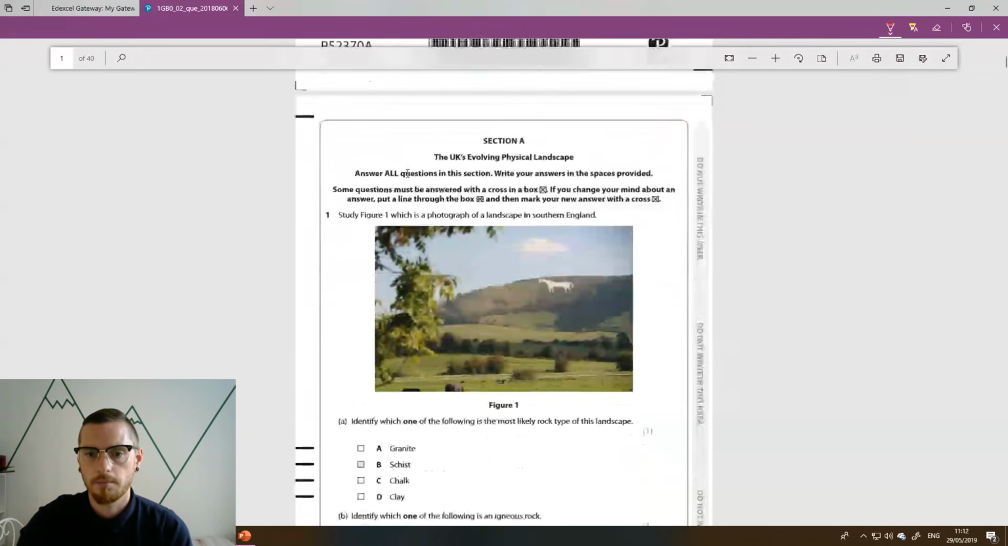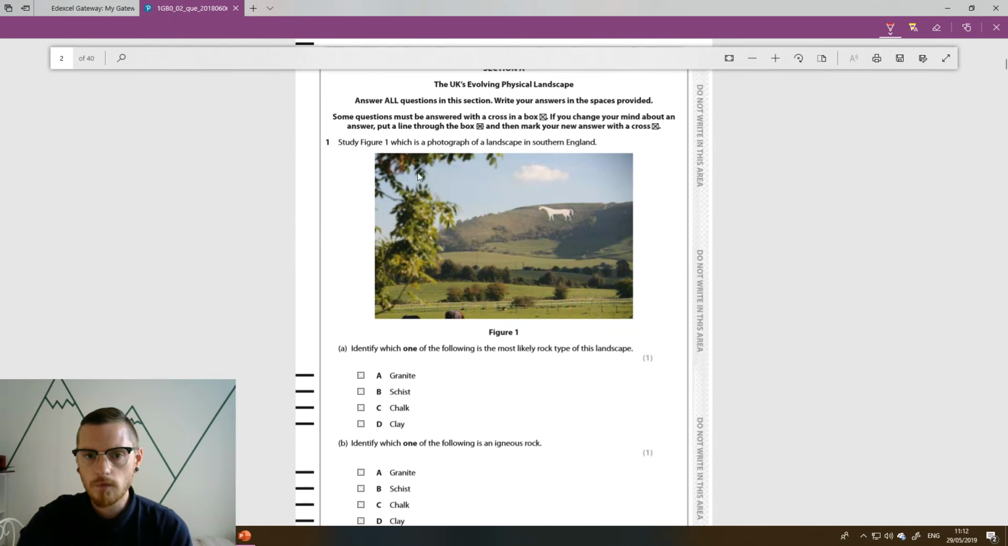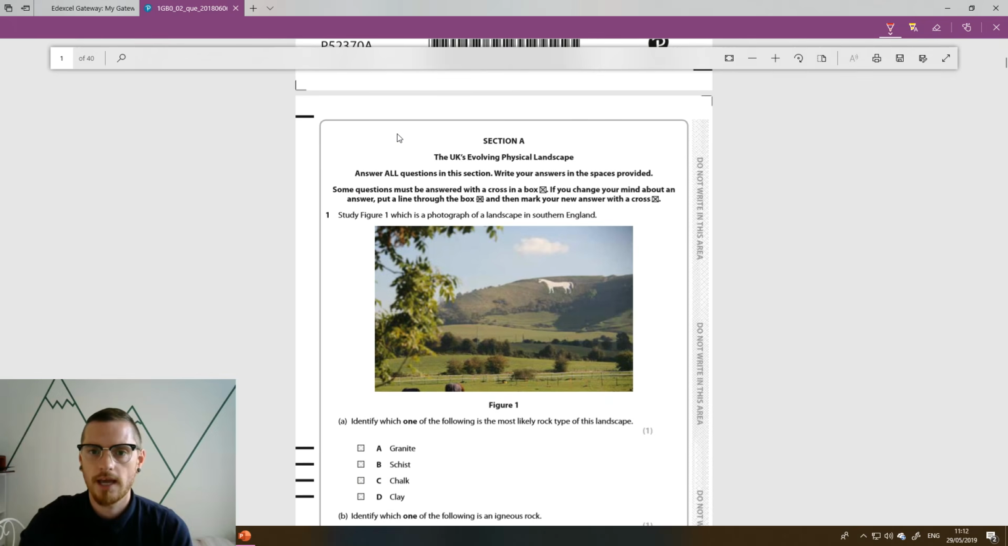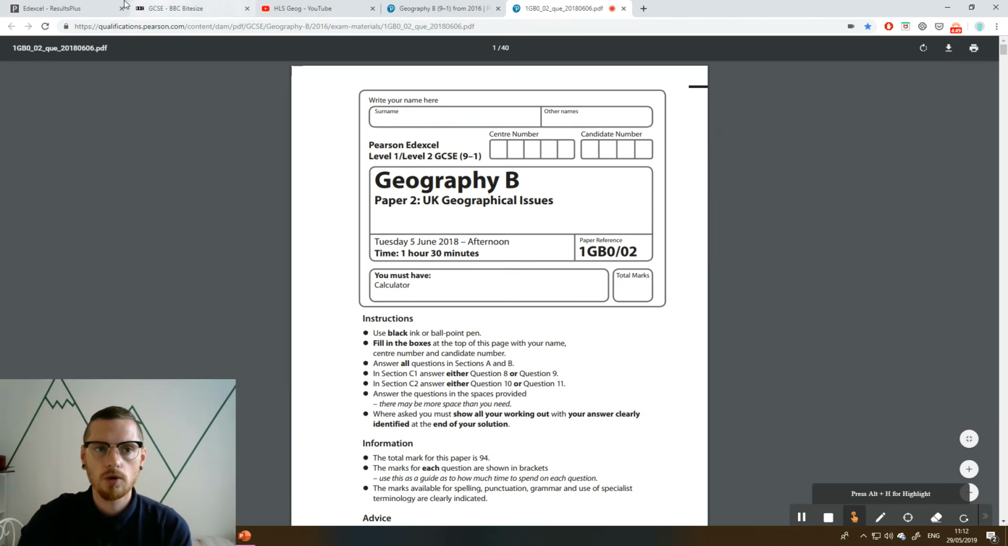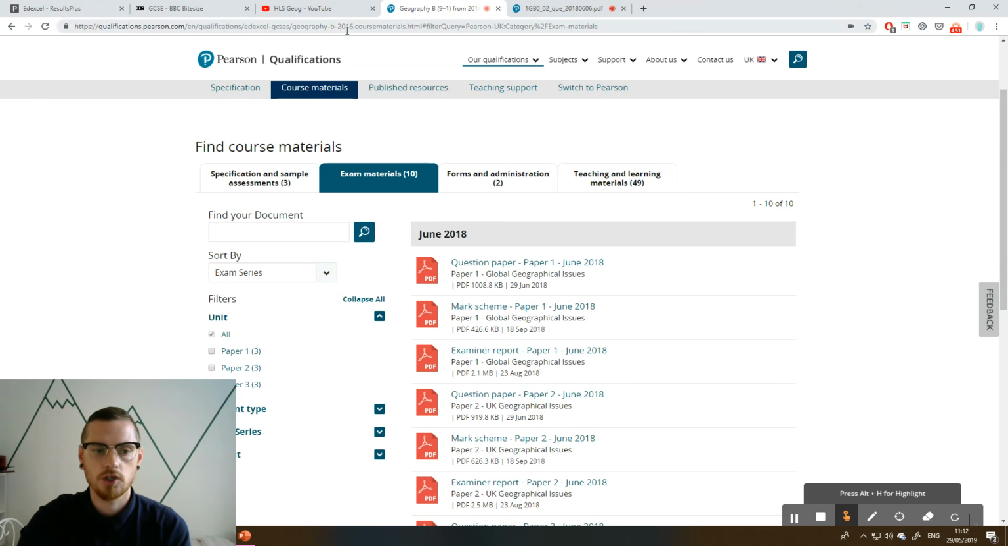Let's start looking at the paper. Okay, so as we can see here, we've got section A. Now, what I did in paper 1 is I scanned through the entire paper before I got into any more detail. What I'm going to do this time is just direct you all. So if we go to Google, I'll actually show you this.